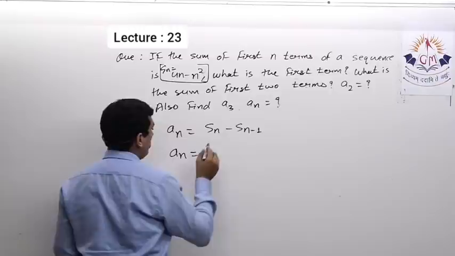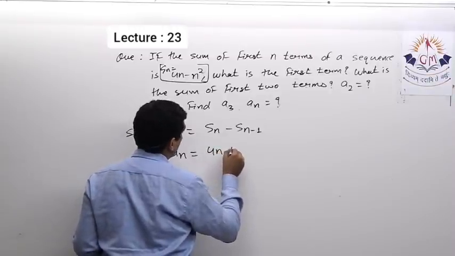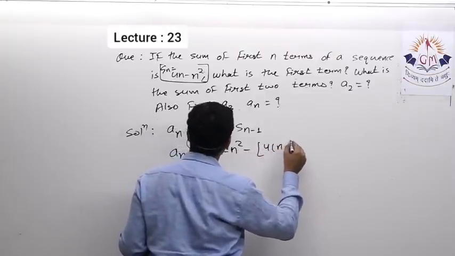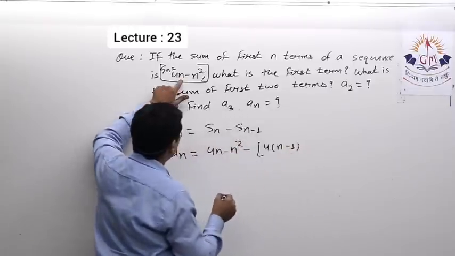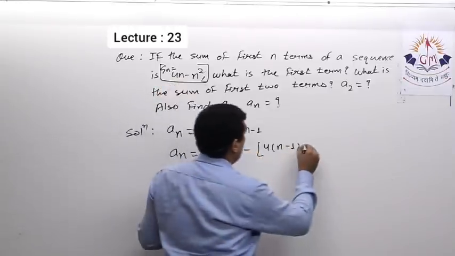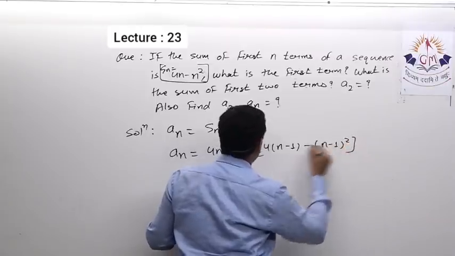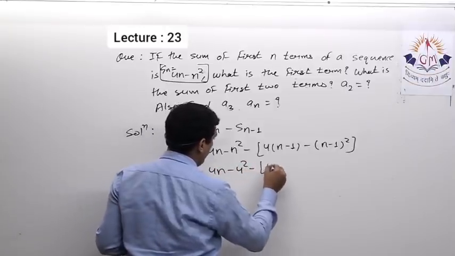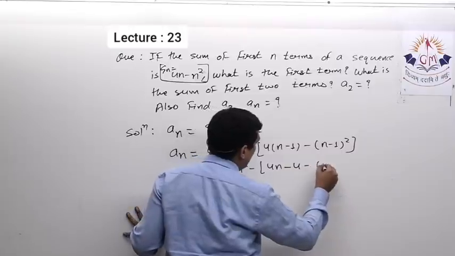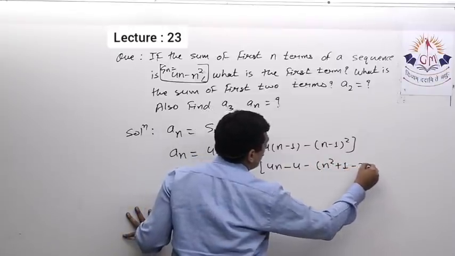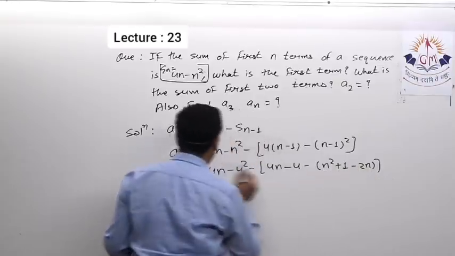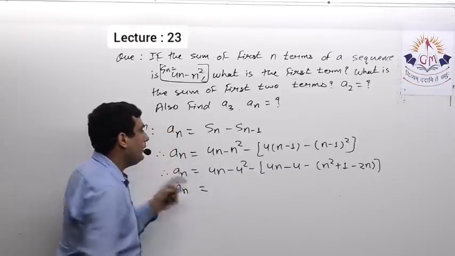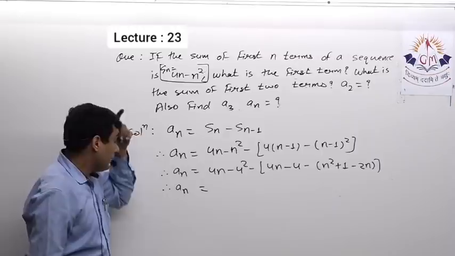So a(n) is equal to, now S(n) is 4n minus n square, minus S(n-1). What I am doing, I am replacing n by n minus 1: 4(n-1) minus (n-1) whole square. So a(n) is equal to 4n minus n square minus 4n minus 4 minus, here n square plus 1 minus 2n, a square plus b square minus 2ab.